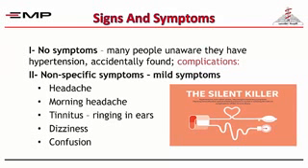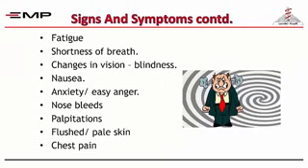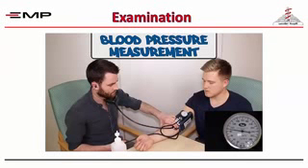Non-specific or mild symptoms might sometimes occur in the form of vague symptoms like headache, like morning headaches, tinnitus, ringing in the ears, dizziness, some confusion, fatigue, some shortness of breath, changes in vision or sometimes up to blindness, nausea, anxiety or easy anger, nosebleeds, palpitations, flushed or pale skin, and chest pain.